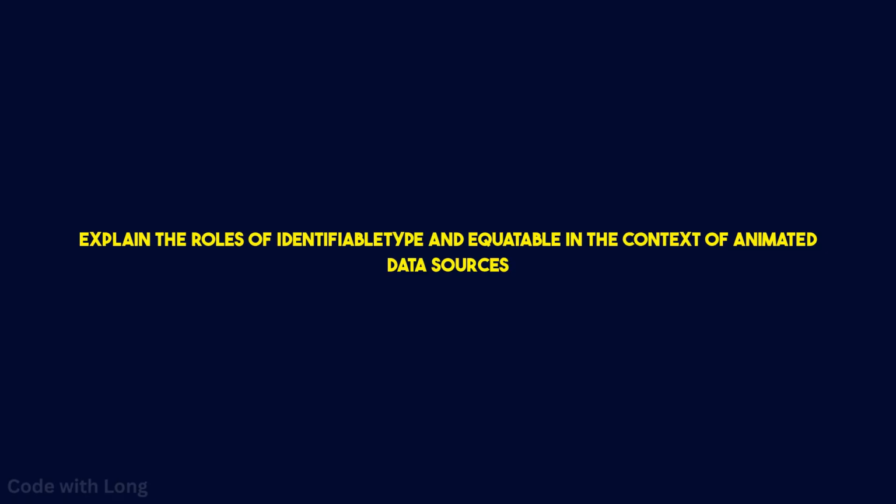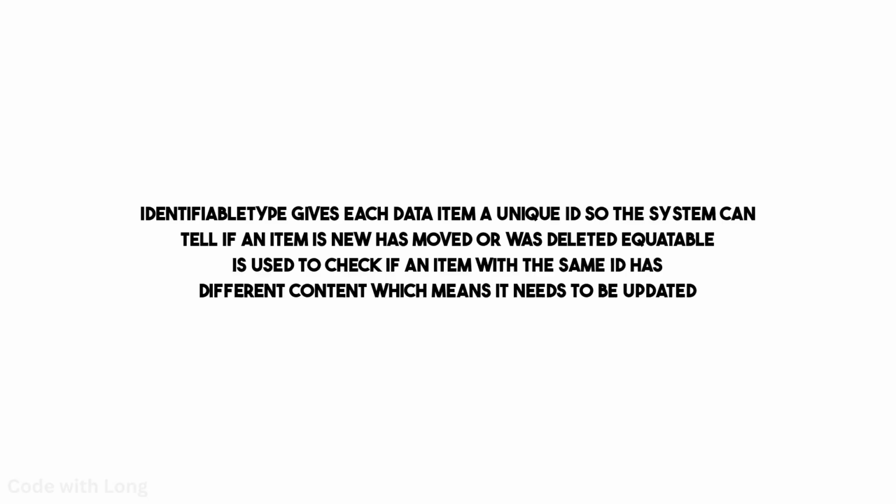Explain the roles of IdentifiableType and Equatable in the context of animated data sources. IdentifiableType gives each data item a unique ID, so the system can tell if an item is new, has moved, or was deleted. Equatable is used to check if an item with the same ID has different content, which means it needs to be updated.